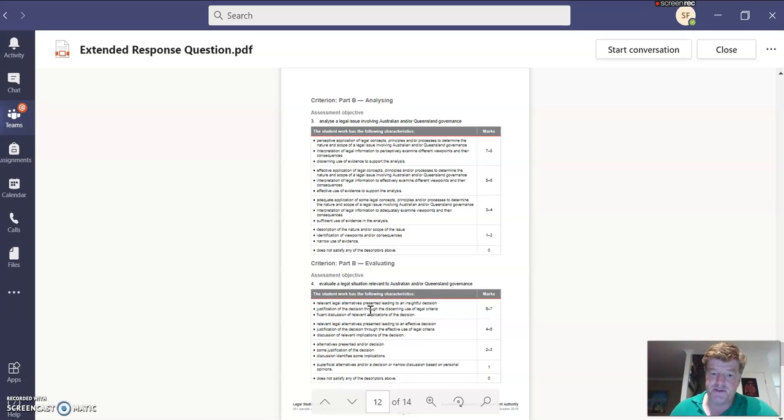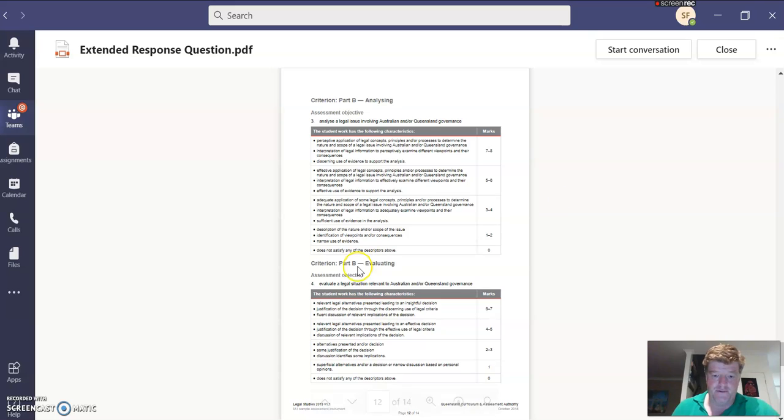Justify the decision through the discerning use of legal criteria. Legal criteria might be around, say, in this case, it's talking about how representative is the parliament. Right? So that's a reasonable legal criteria in itself. So think about what legal criteria are being used and discuss the implications of the decision.